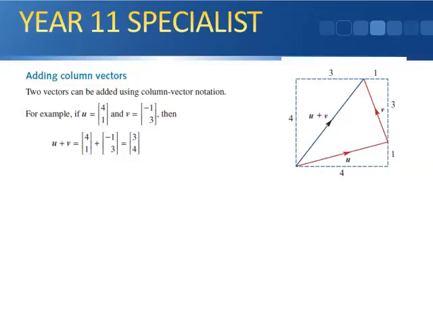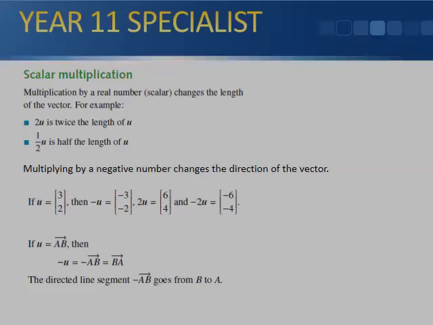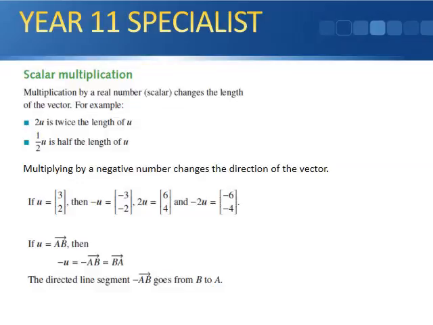Adding column vectors. Just like matrices, we add them together. So we add the 2 top numbers, that becomes 3, and the 2 bottom numbers, that becomes 4. You can do that again on the same thing, on the diagram. Scalar, that's just multiplying a vector by a number. So if the vector is 2U, then 2U is twice as big. If it's U, half U is half of it.